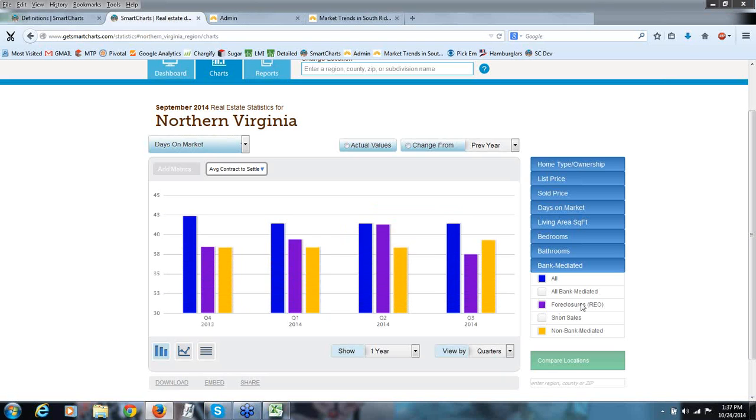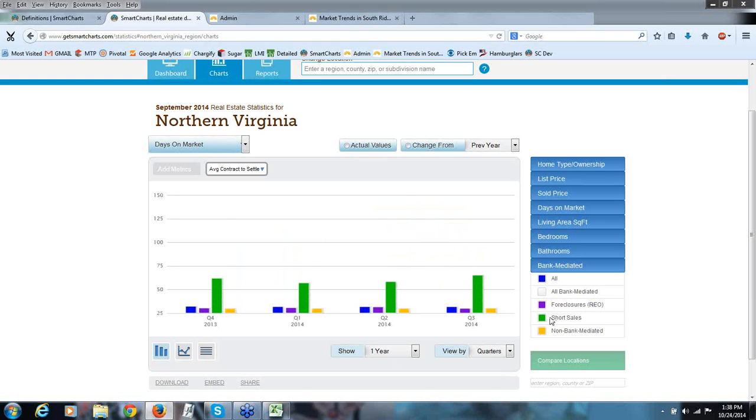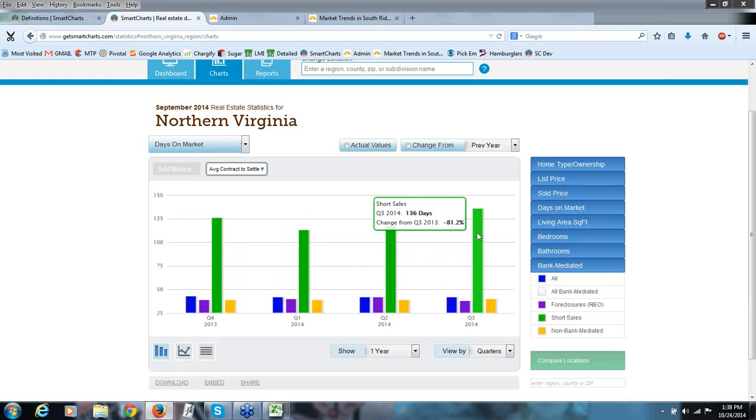Foreclosures, so real estate owned by banks, is 38 days. Banks can't wait to get those off their books, so the contract process is comparable to a non-distressed sale. Short sales, on the other hand, 136 days. This is just in the contract phase. So we're talking about 4.5 months-ish is the average amount of time these short sales are staying in contract.